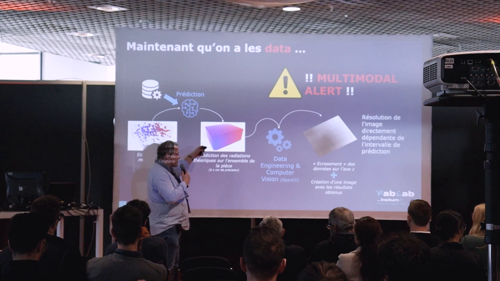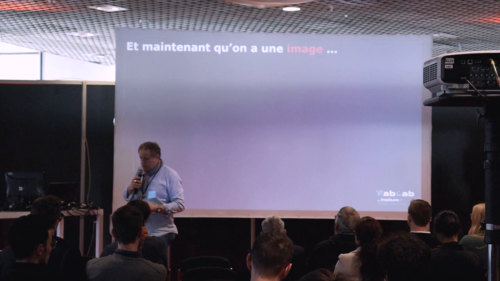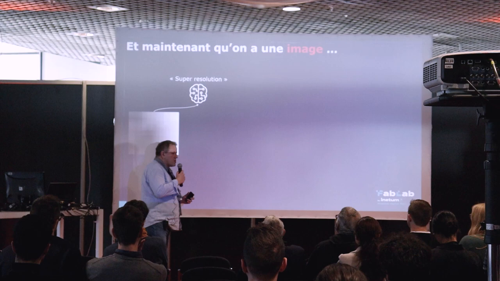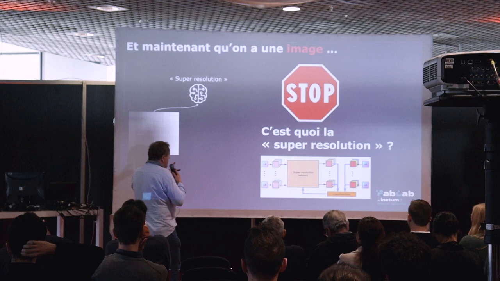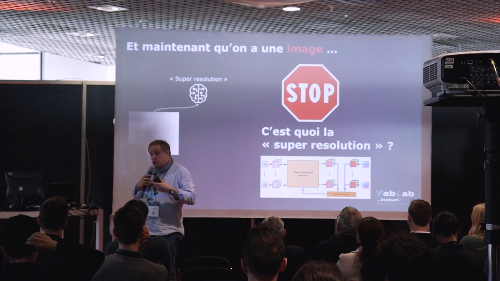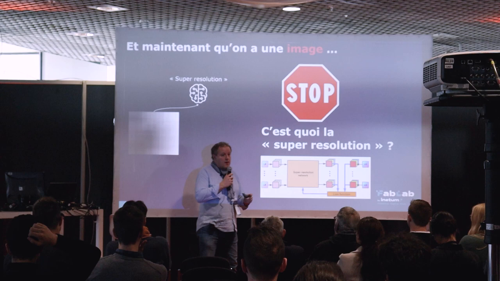So we will use the picture, and we will use a well-known model for the picture. To do that, we will increase the resolution with the super resolution models. Super resolution model, what is a super resolution model? It's a generative model. You put an image as an entry of this kind of model, and it creates a new image, exactly the same shape as the entry, but with a higher resolution.